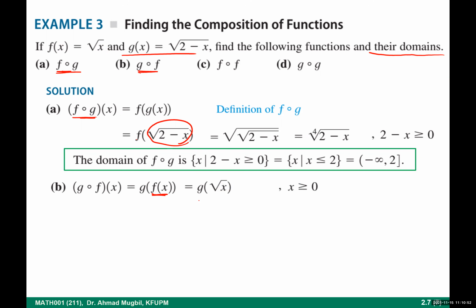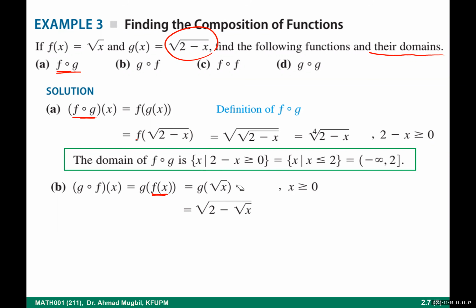Now you will go to G. What is G of X? G of X is the square root of 2 minus X. So what is G of F? It will be the square root of 2 minus F. So just go to G and replace X by what? By the square root of X. Here we are. So what we did, we just substituted X by the square root of X.